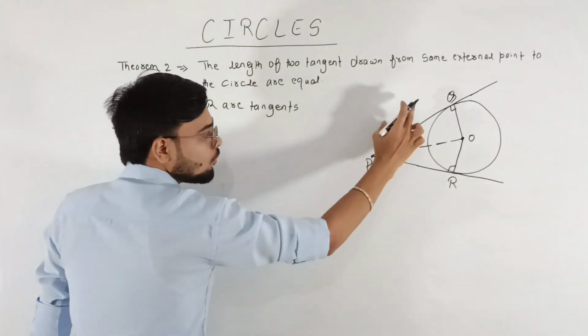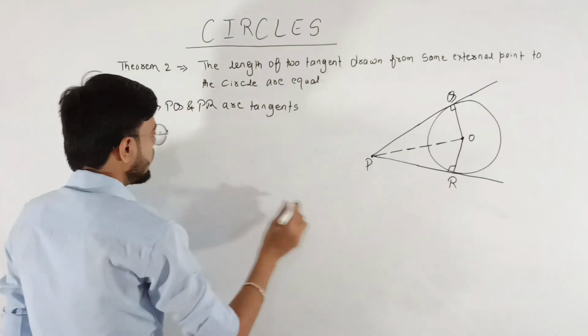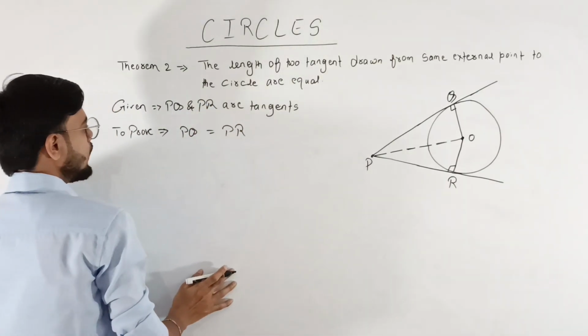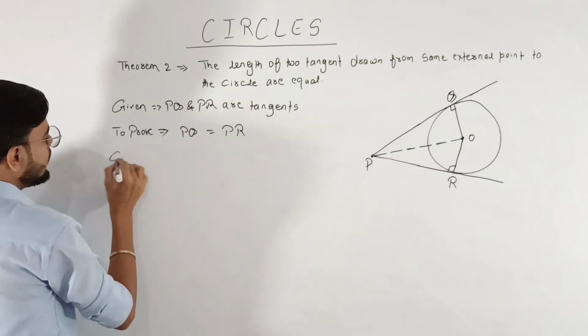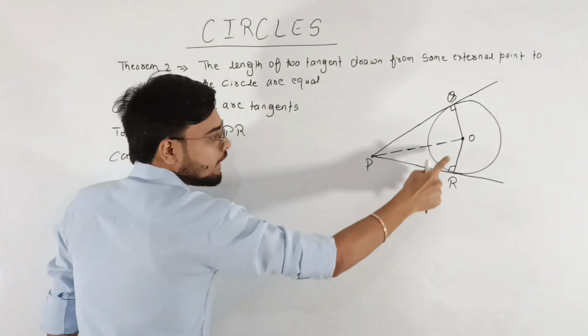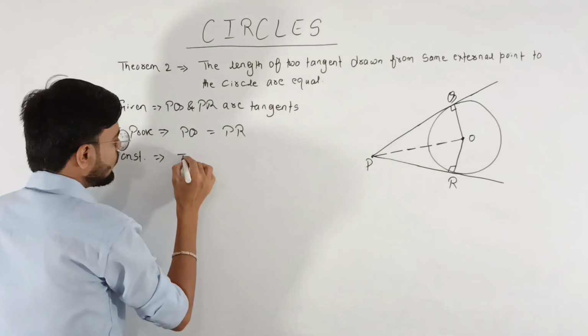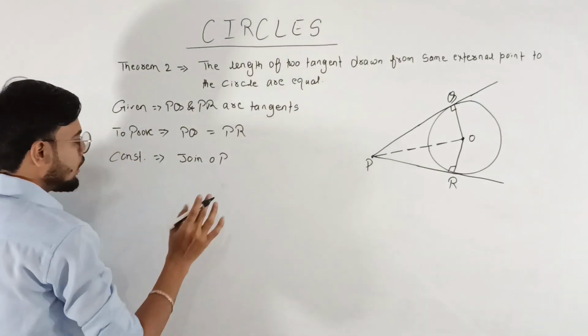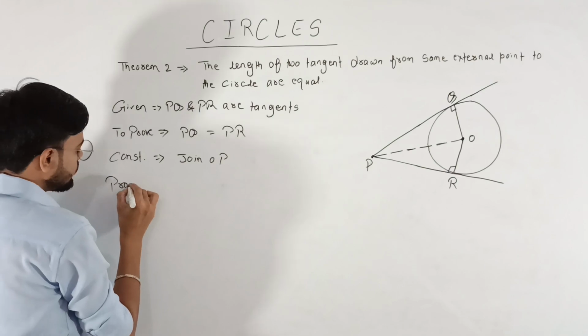We have to prove that PQ is equal to PR. So PQ is equal to PR, we have to prove this. Now for this we have to do one construction. The construction is what? We have to join O and P. So join OP. This is our construction. Now let's move towards the proof.